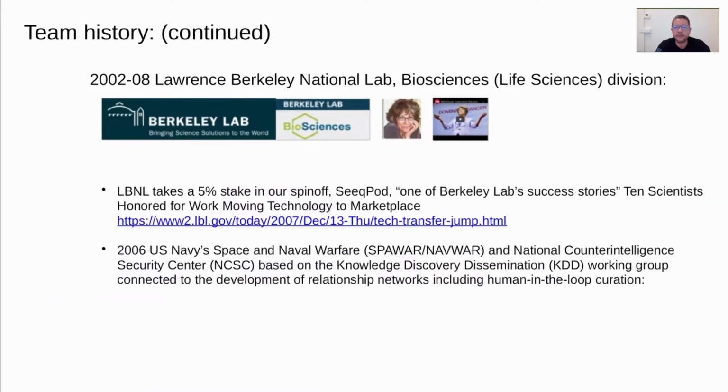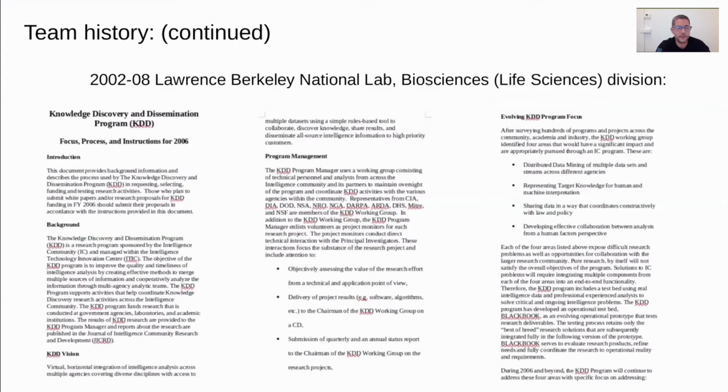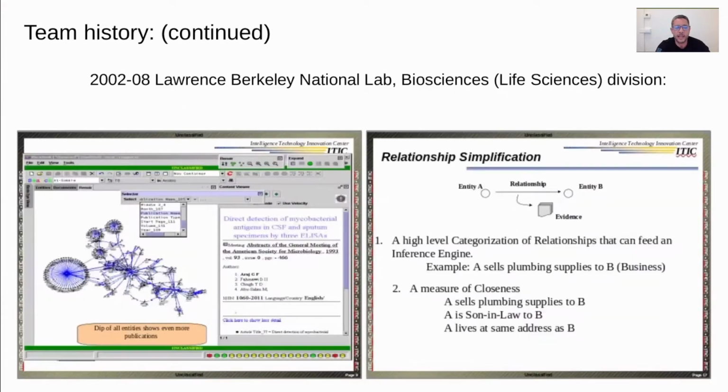Eventually, Berkeley Lab took a 5% stake in our spinoff, SeqPod. It was, quote, titled One of Berkeley Lab's Success Stories. And that eventually led to consulting with the US Navy's Space and Naval Warfare Division related to knowledge discovery dissemination. And that involved a few government agencies, also in our presentation that you can review at any point in time. Again, based on relationship networks, networks based on hidden relationships between entities.